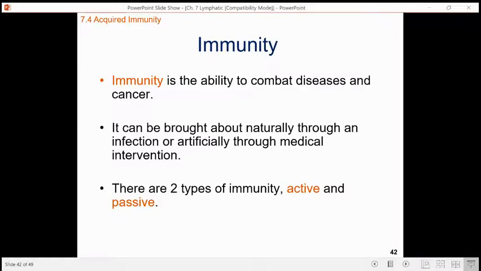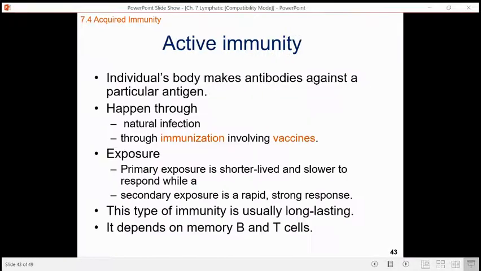In the last section of this chapter, we're going to talk about immunity. So, once your immune system has responded to a virus, now we're looking at the immunity, or the ability to combat diseases and cancer. It can be brought about naturally through an infection or artificially through medical intervention. And there are two types of immunity: active and passive.